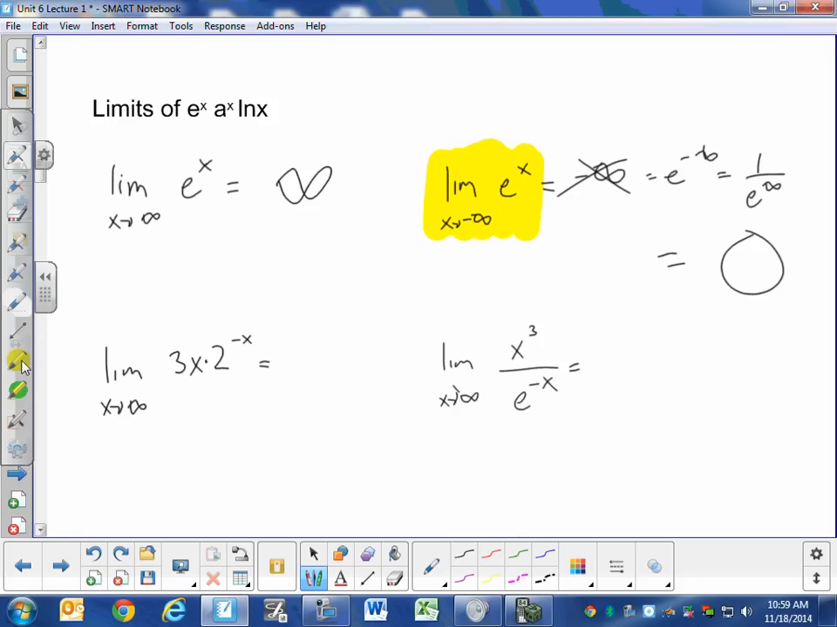So highlight this, circle this. This is an important thing to remember and to understand the concept of.